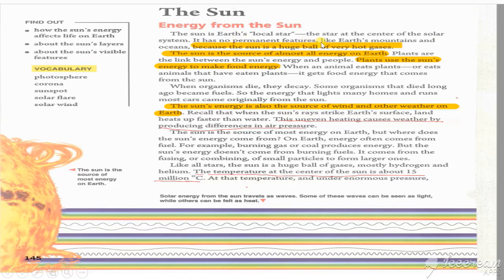You remember I asked this question before. Why does the sun have no permanent features? Do you remember the answer for this question? Because the sun is a huge ball of very hot gases.